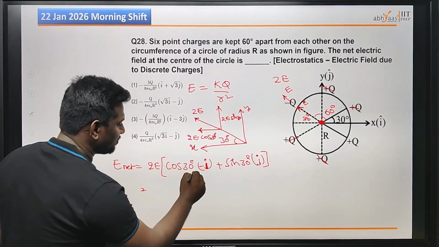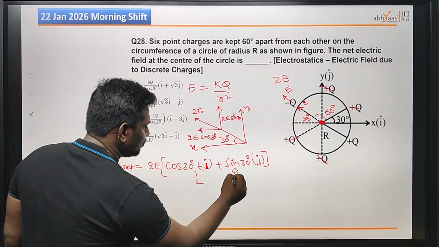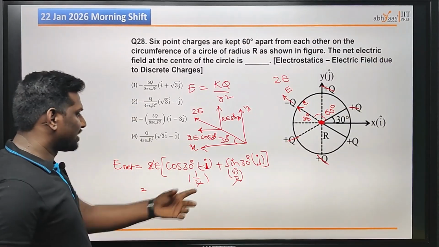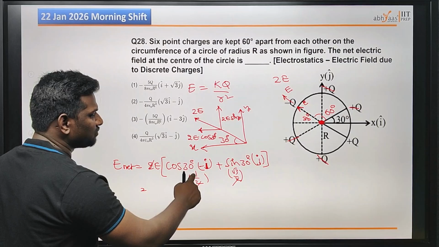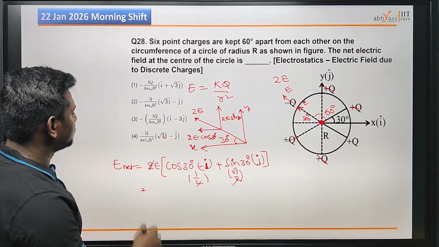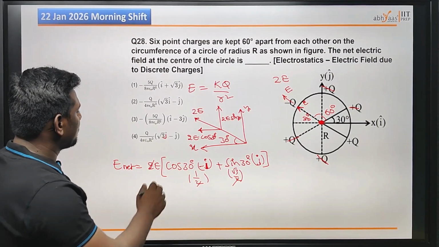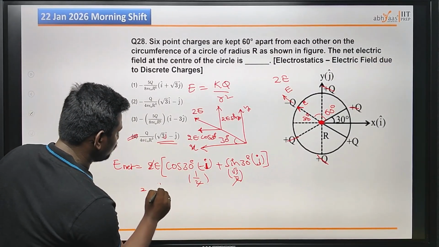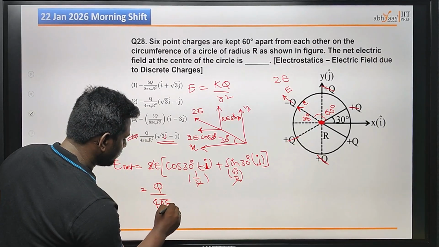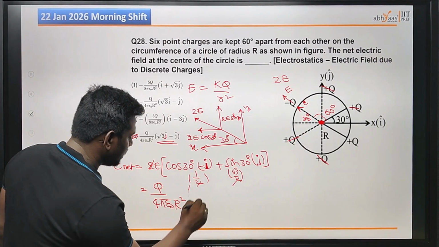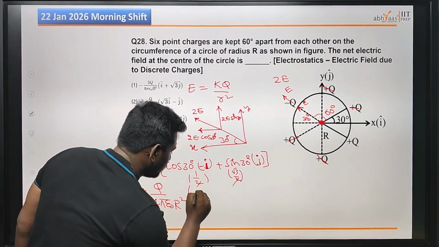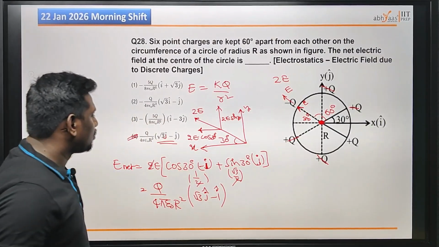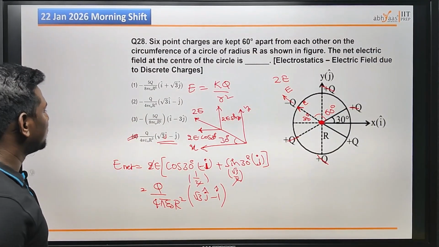See here, this is 1 by 2 and root 3 by 2. If we cancel out 1 by 2, you are remaining with minus 1 and root 3. There is an option mistake here, so you will get option 4. What is the answer? q by 4 pi epsilon naught r square into root 3 j cap minus i cap.